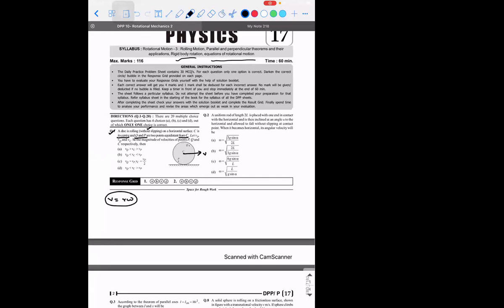So if that is the case, what can you say about the velocities of different points? Yesterday I told you, right? What is the velocity of center of mass? It is V. Now what will be the velocity of Q? It will be V vector plus, if I call this distance R1, it will be R1 omega vector. Similarly, what can you say about point P? It will be V vector minus R2 omega vector.